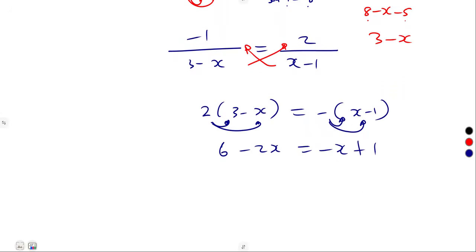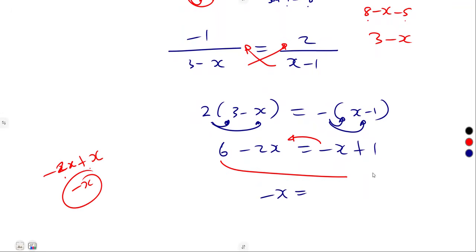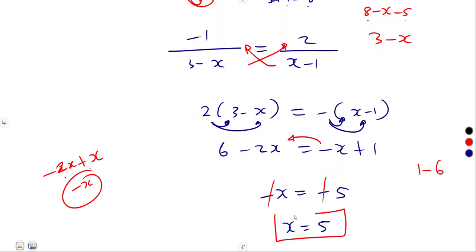So finding the value of x, we can take the minus x minus 2x. Minus x is going to change to a positive. So minus 2x plus x is what? Minus x. So that's minus x is equal to, taking the 6 to the other side, it is going to be a negative. So 1 minus 6, which is what? Negative 5. So we can have the value of x. X is equal to what? X is equal to 5.